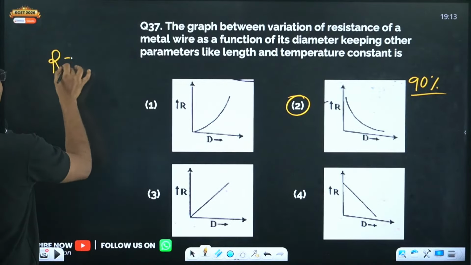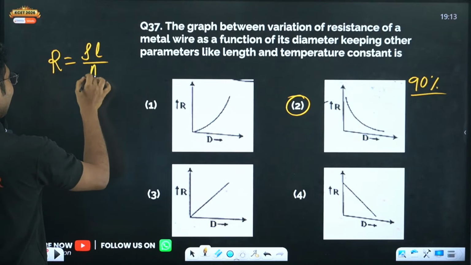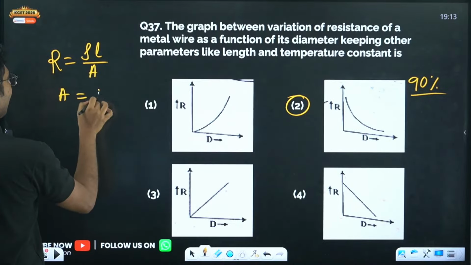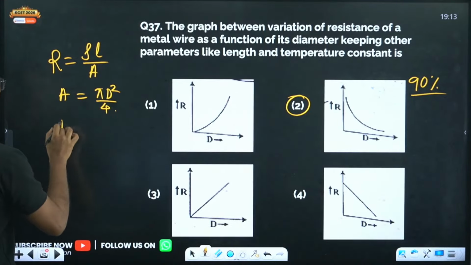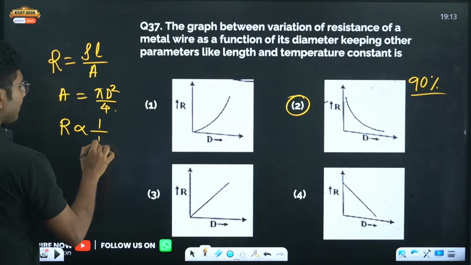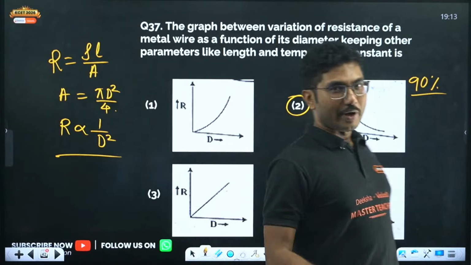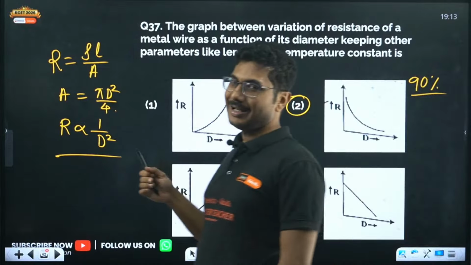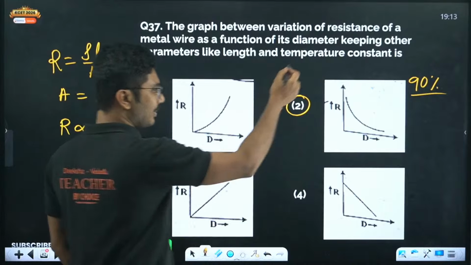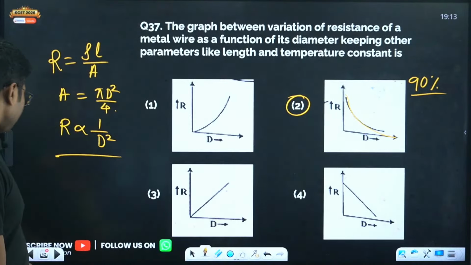Resistance is rho L by A. Now area is pi d square by 4. So resistance is proportional to 1 by d square. So this is an inverse square proportionality graph, and it looks like this. The graph is slightly steeper, but okay, fine.